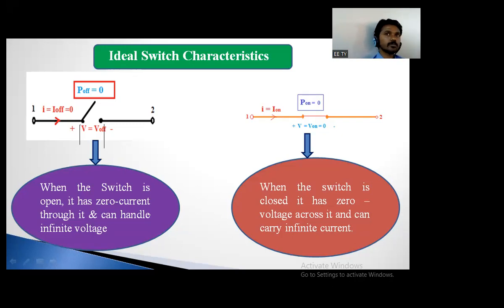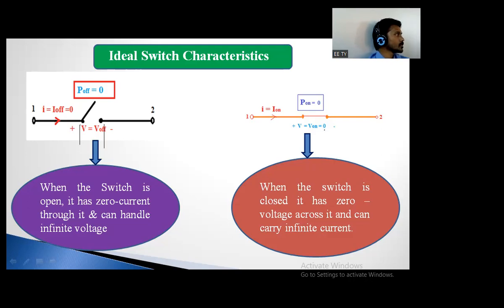So here we need to remember 2 points. When the switch is open, voltage is present across the switch and current is 0. If you apply a positive voltage to the switch, positive voltage will be present; if you apply a negative voltage to the switch, negative voltage is present across the switch. This point is clear. And the second point, the current is 0. I is 0 and V is maximum.